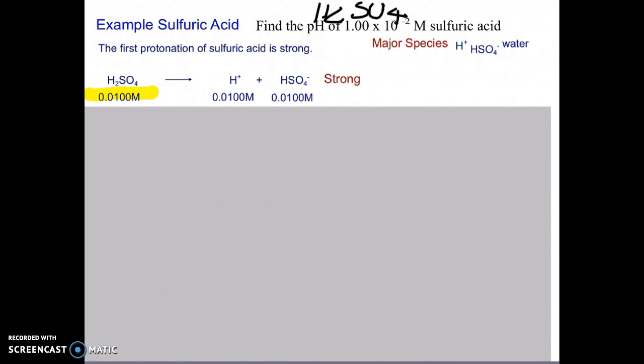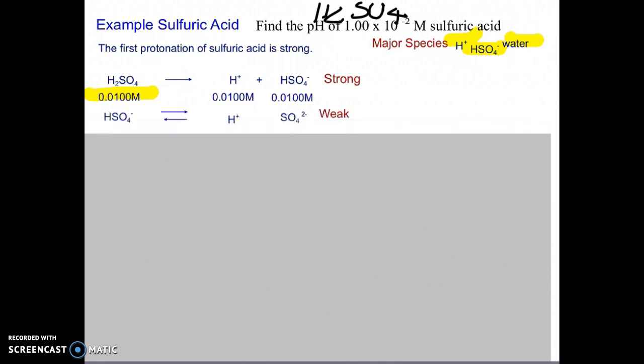What do you see in the beaker then as far as major species? You have a lot of hydrogen ion, as we have right here. You have the HSO4 minus ion, and you would have water in your beaker. The second protonation, so now that means the protonation of the HSO4 minus ion, will exist in equilibrium because it is a weak acid. So notice the double arrows for the weak acid.